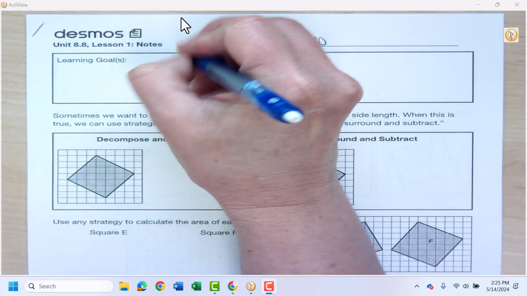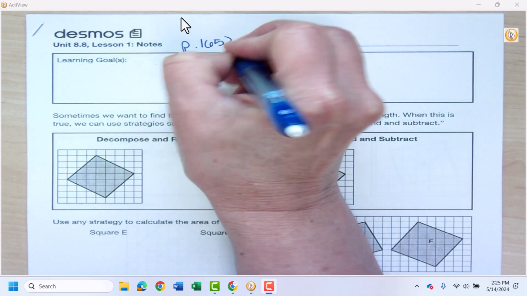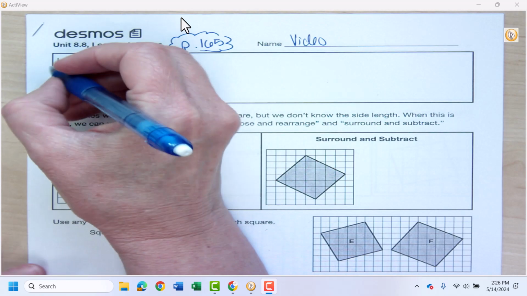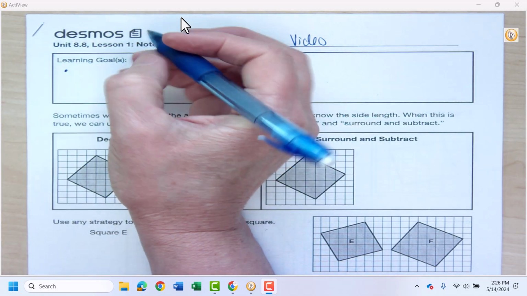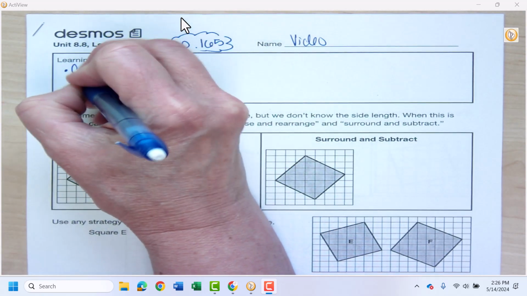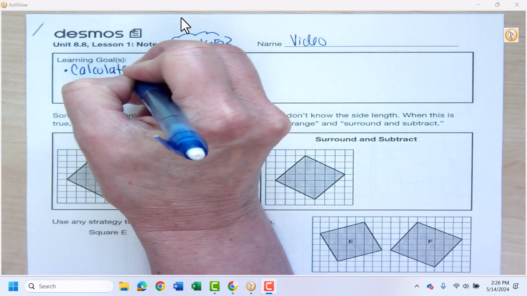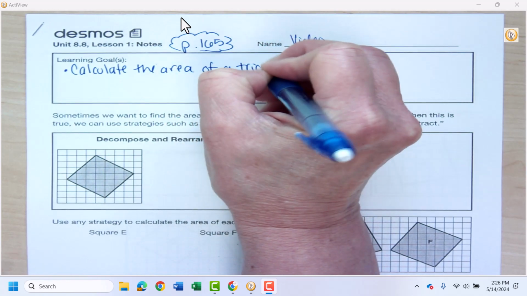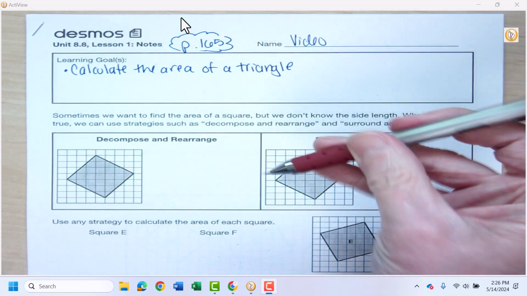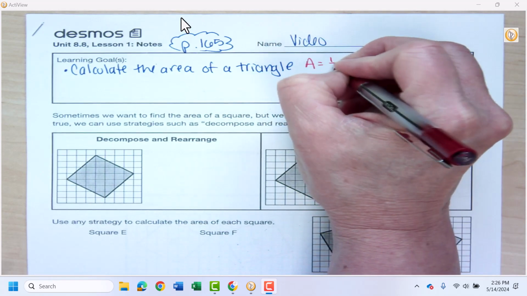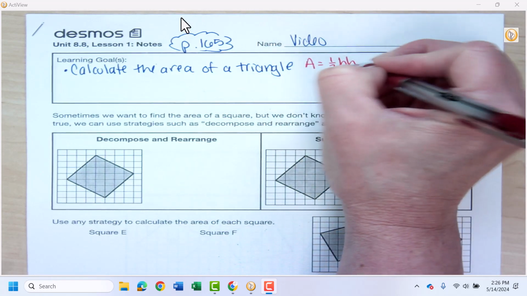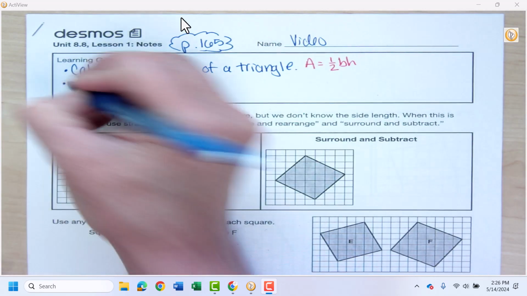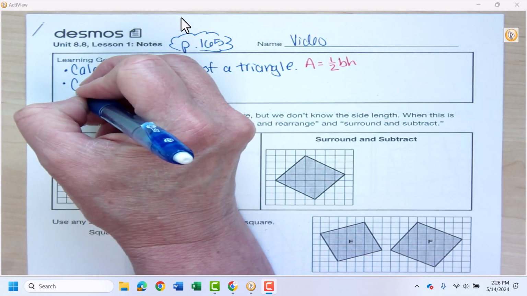Go ahead and get started on page 165 and talk about what we discussed with the activity in class today. We had two learning targets: calculating the area of a triangle. And I'm going to just remind you that the area of a triangle is half of the area of a rectangle, or 1/2 the base times the height. And our other learning target is to calculate the area of a tilted square.